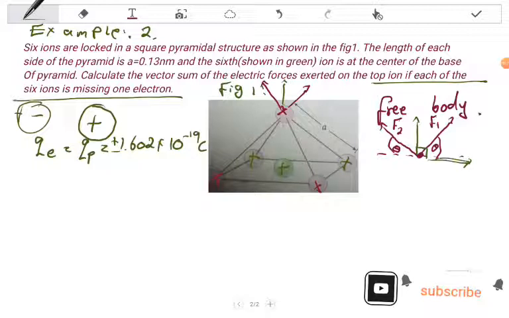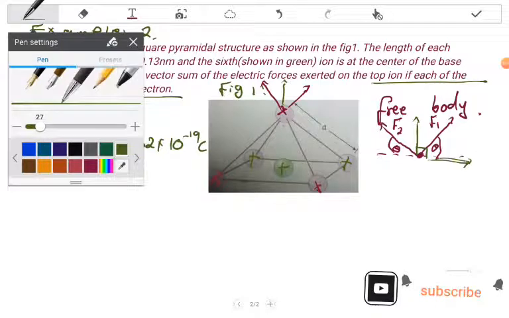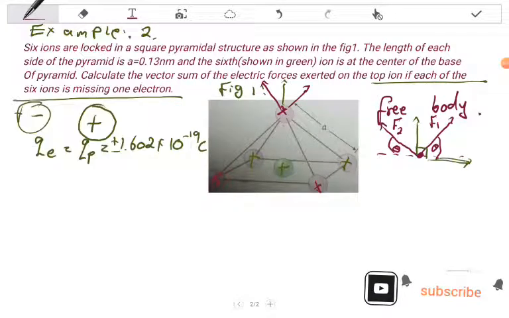So from this sketch now we can tell something. What's that? We see a symmetry. So what's the symmetry here? F1 and F2 are equal because they have the same amount of charge. They're exerting the force at the same distance A. Both of them are exerting a force at distance A. So therefore we can simplify the problem by saying that F1 and F2 are equal, right?